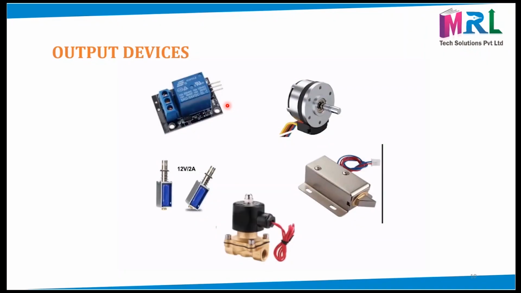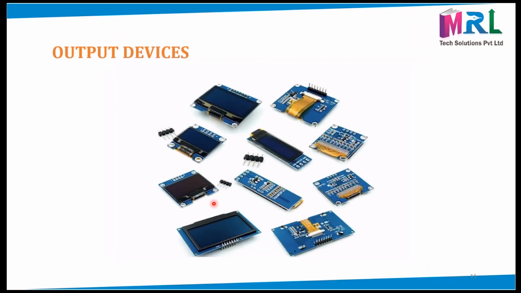So next one is output devices. These output devices are controlled through our microcontroller. It will enable or disable the output devices. So here relay and stepper motor, solenoid lock, solenoid valve, voltage unit. These all come under the group of output devices, and display units also come under the group of output devices.